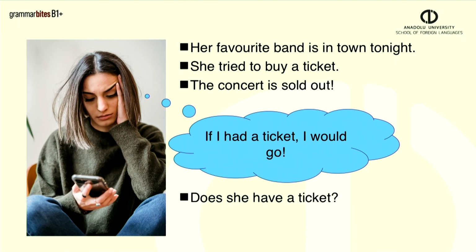Does she have a ticket? No, she doesn't. Will she go to the concert? No, she won't. If I had a ticket, I would go. This is an example of a second conditional sentence. She is talking about an imaginary present situation.